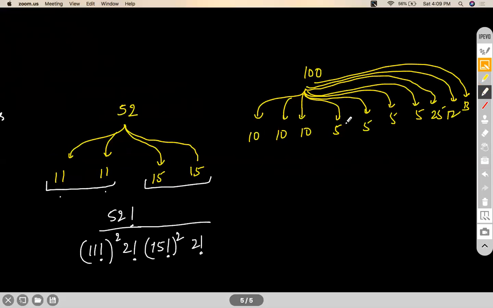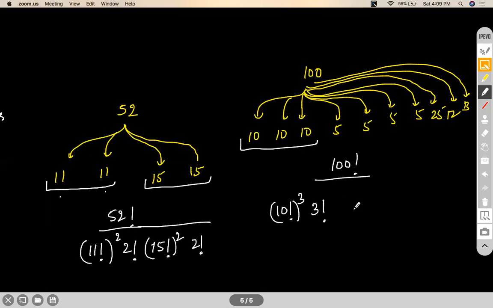Okay, so how will you do this? If the order is not important, that means you're not assigning any name to the group, or you're not considering them to be different groups. So your answer would be 100 factorial by 10 factorial cube, and you have to divide by 3 factorial, because there are 3 groups which are containing the same number of items.